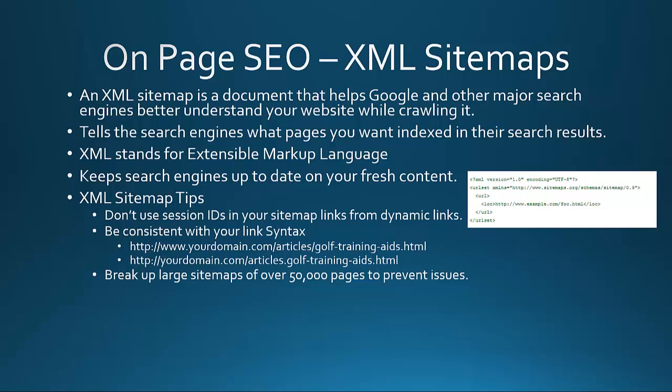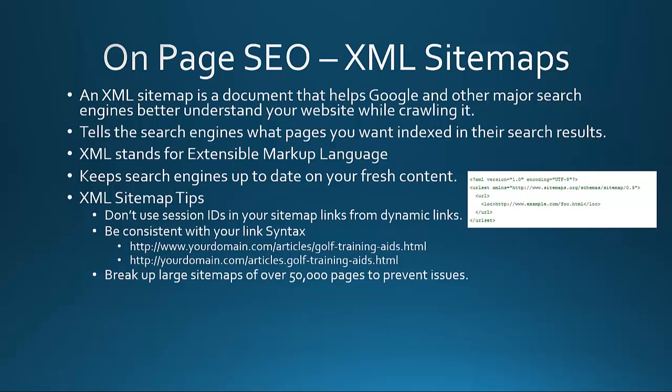That's what that means. So if you are creating a XML sitemap, be consistent. Make sure all your links start with www or they don't start with it. Just pick one and go with it. I'm not going to say one's better than the other, but just pick one and go with it. I'd go with www myself, but that's up to you.